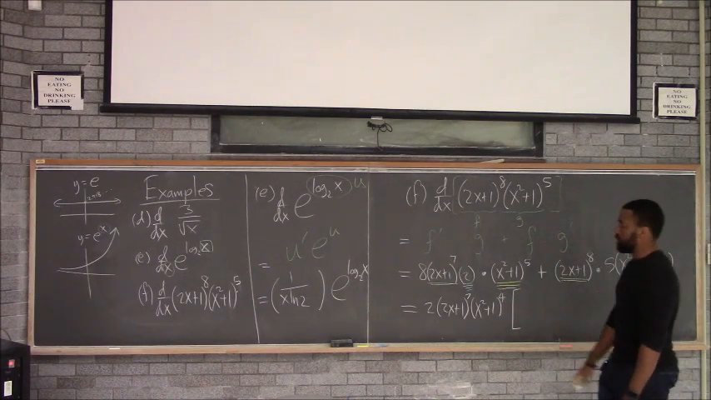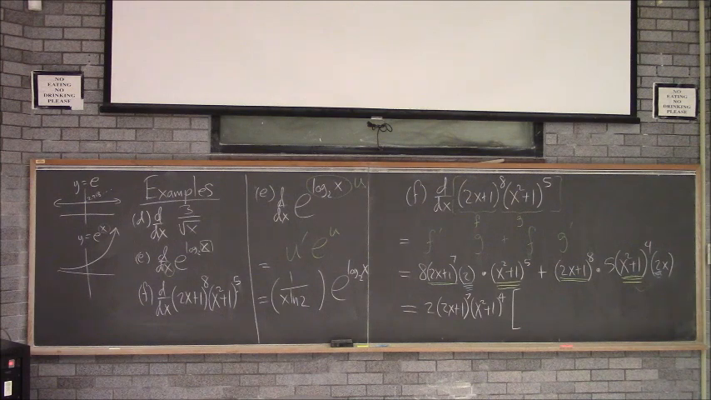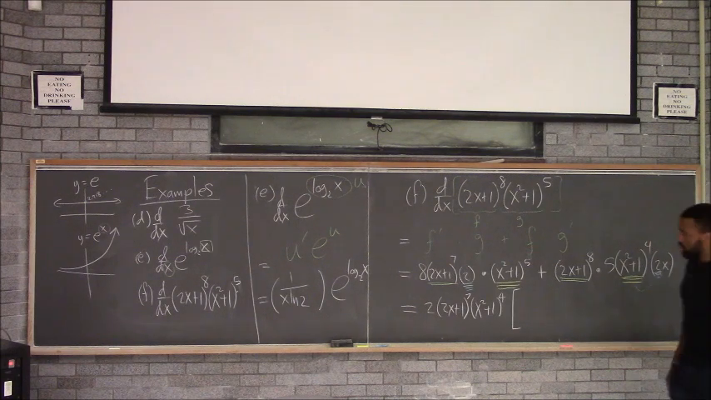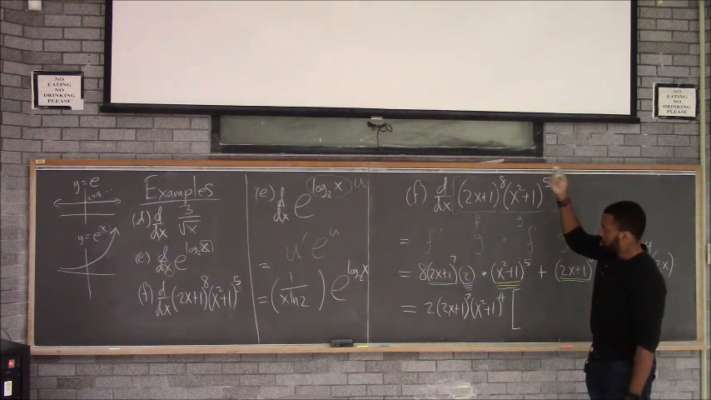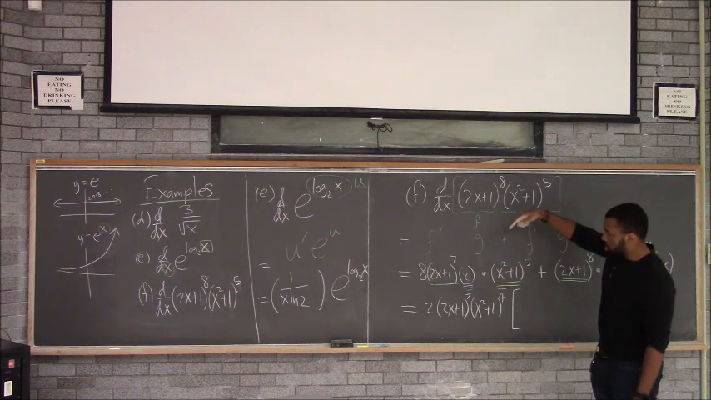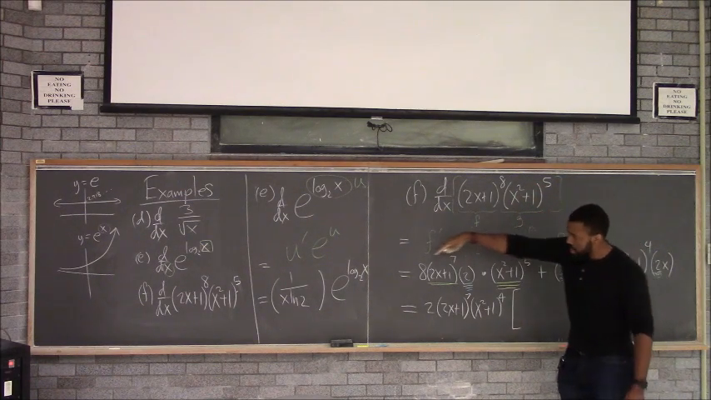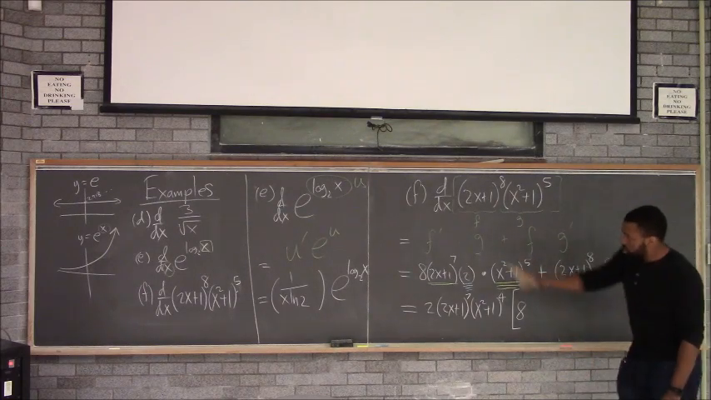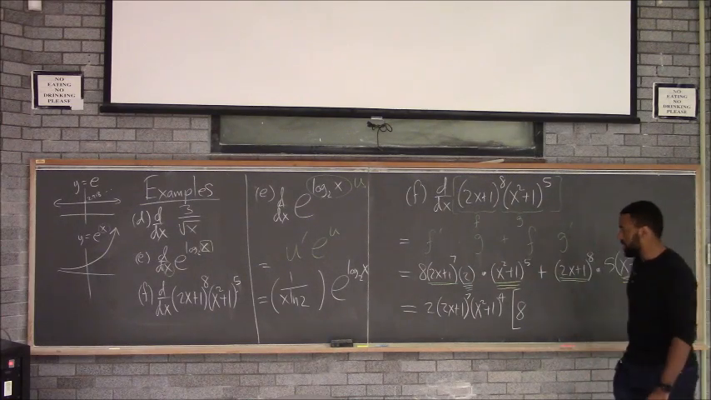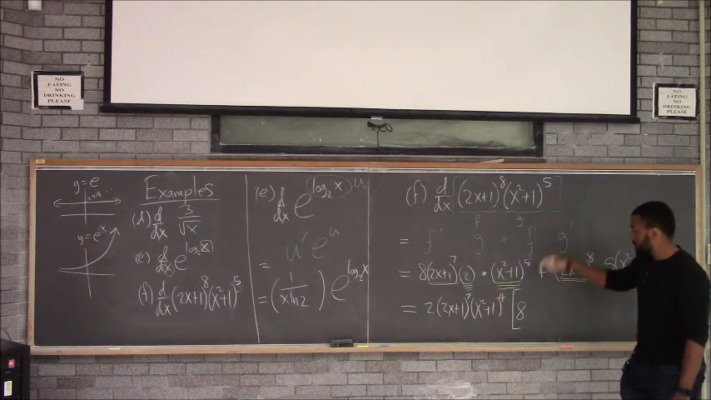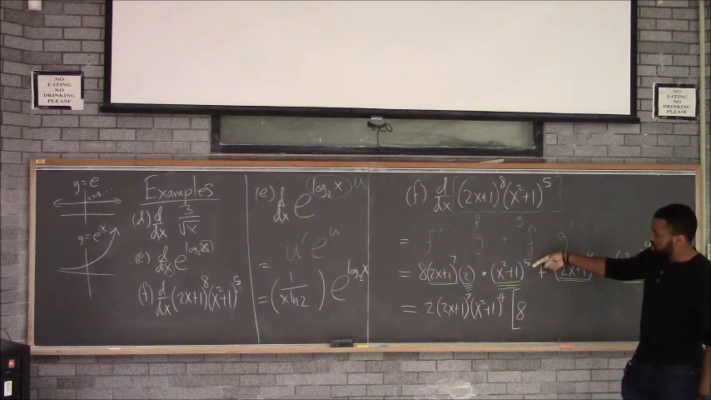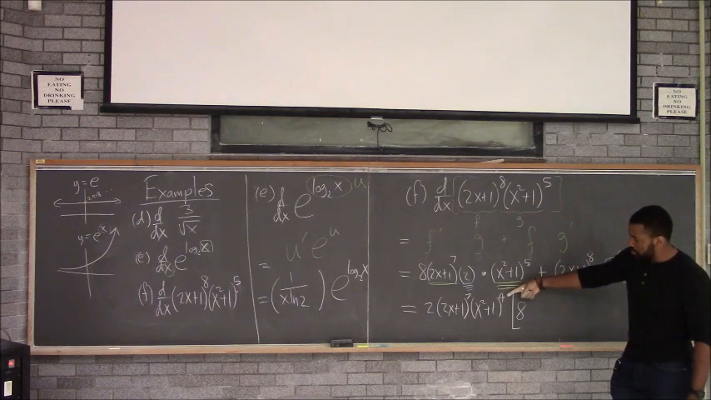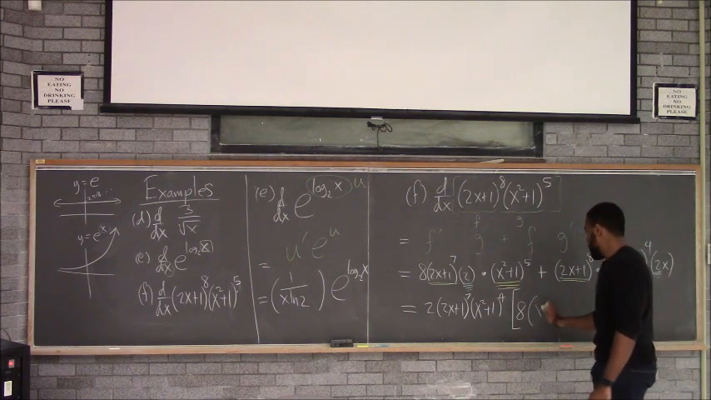Then I write down what's left over on the inside. I look in the first term for what I actually pulled out and what's left over. The 8 I didn't pull out, so it stays. 2x plus 1 to the 7, I pulled that entire thing out. The 2, I pulled that entire thing out. Here I had 5 factors of x squared plus 1. I pulled out 4 of them, so there's actually 1 factor left.